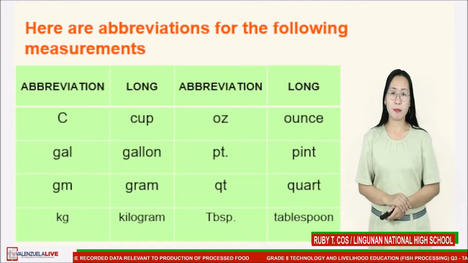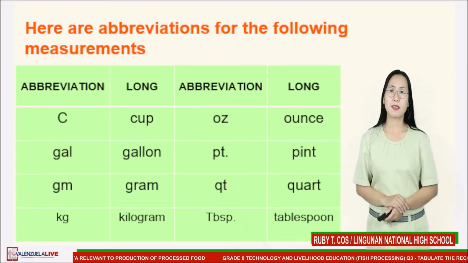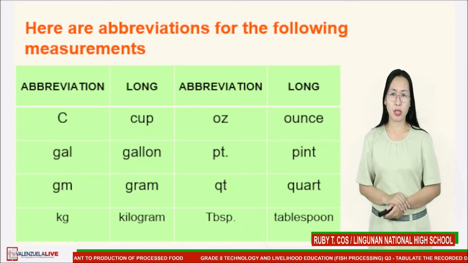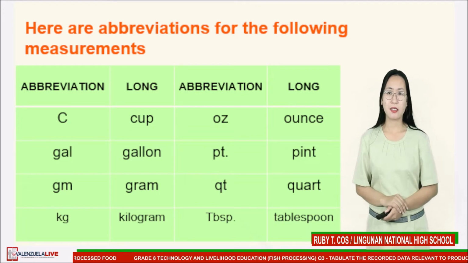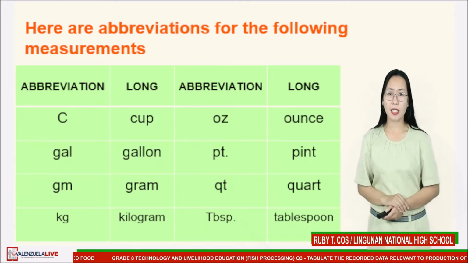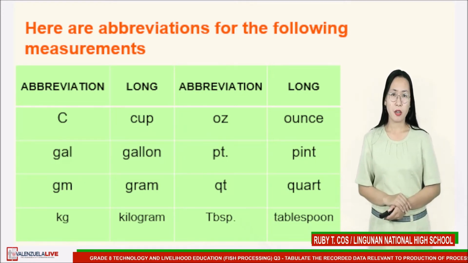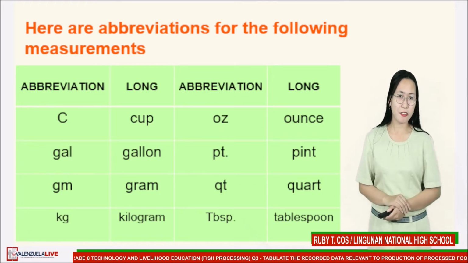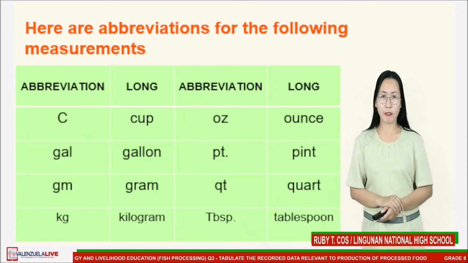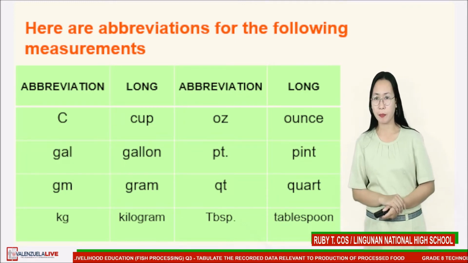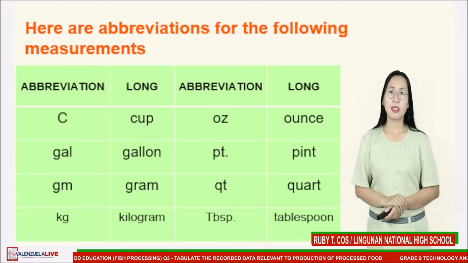Here are the abbreviations for the following measurements. For cup, the abbreviation is capital letter C. Gal for gallon, g for gram, kg for kilogram, oz for ounce, pt for pint, qt for quart, and tbsp for tablespoon.